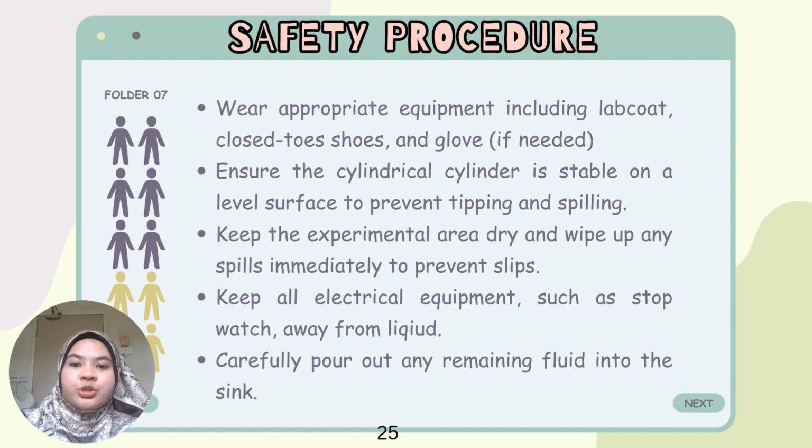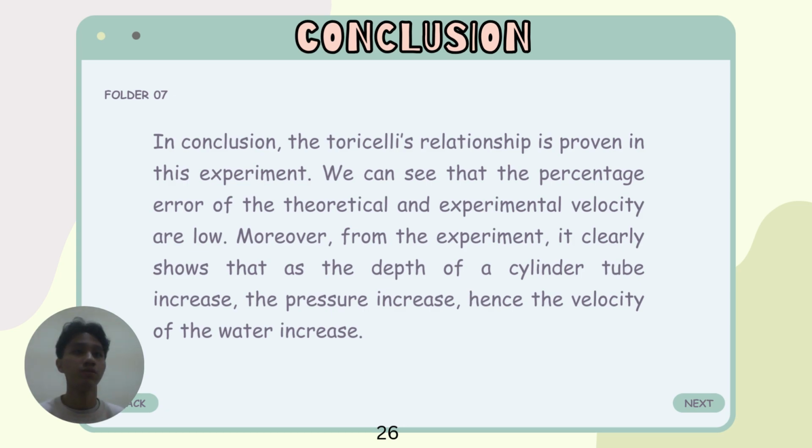For the safety procedure, we must wear appropriate equipment including a lab coat and gloves if needed. Ensure the cylinder is stable on a level surface to prevent tipping and spilling. The third one is keeping the experimental area dry and wiping up any spill immediately to prevent slipping. Keep all electrical equipment such as the stopwatch away from liquid, and the last one is to carefully pour any remaining fluid into the sink. So in the conclusion, the Torricelli theory fits and is proven by the experiment.